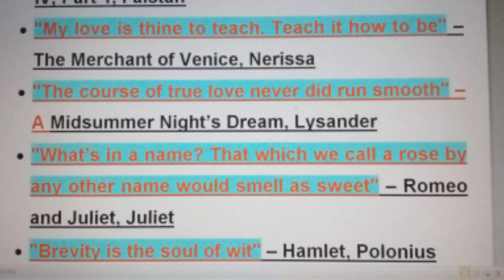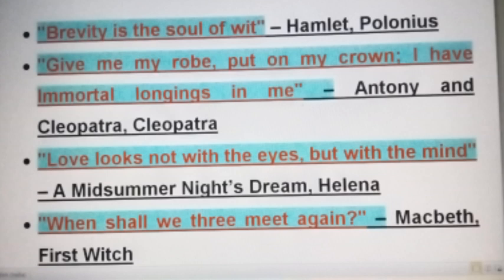The course of true love never did run smooth. A line from A Midsummer Night's Dream. Lysander speaks here. What's in a name? That which we call a rose by any other name would smell as sweet. A line from Romeo and Juliet. Juliet speaks here. Brevity is the soul of wit. It's a line from Hamlet, spoken by Polonius.